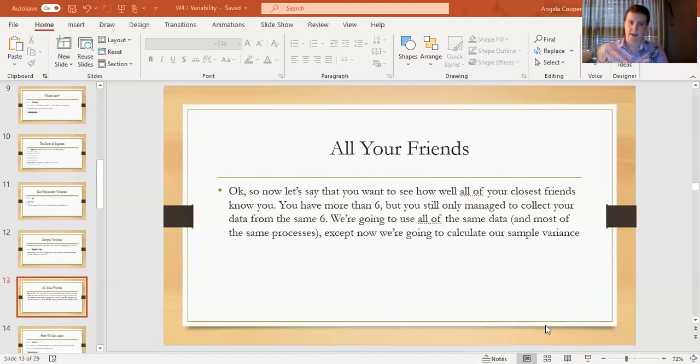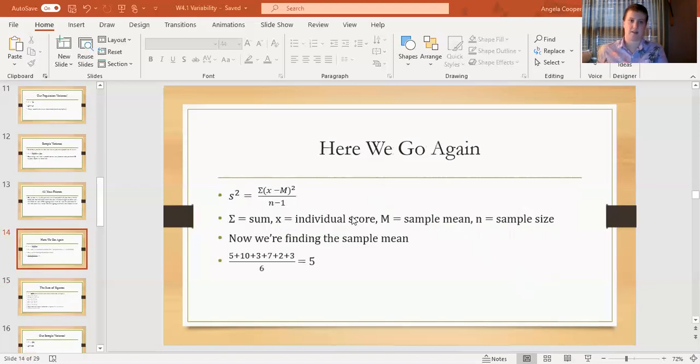So we're going to use that same data, most of the same process. So we got to do the sample mean first. So it's that same thing. We add all the scores together, the 5, 10, 3, 7, 2, and 3. And when we're calculating mean, we're still going to divide by the total number of people that we have gathered information from. That's still 6. So our mean is still going to be the same at 5. Just like it was for population variance, it is also the same for sample variance. The mean is 5.